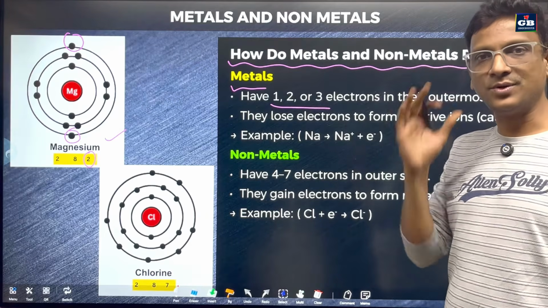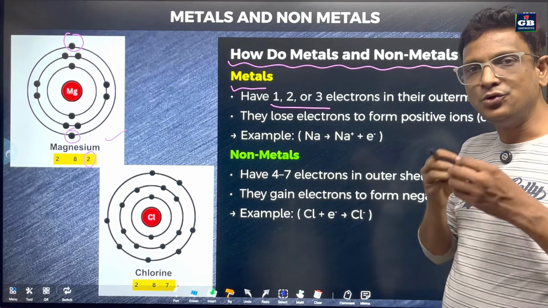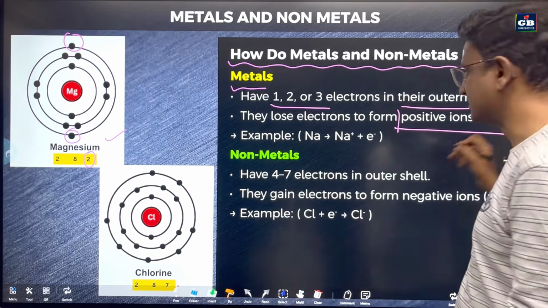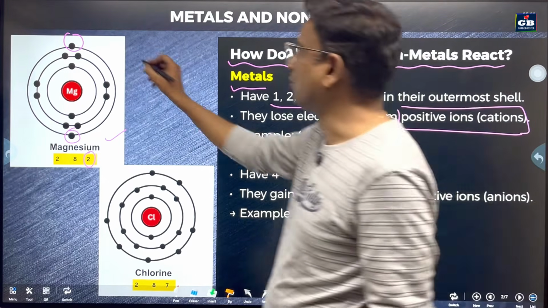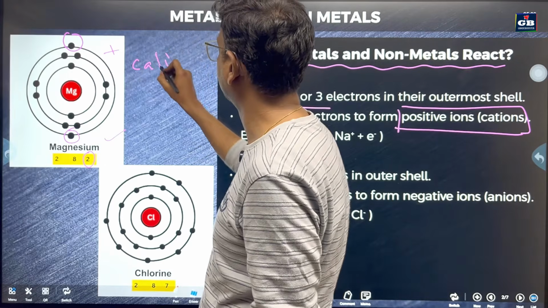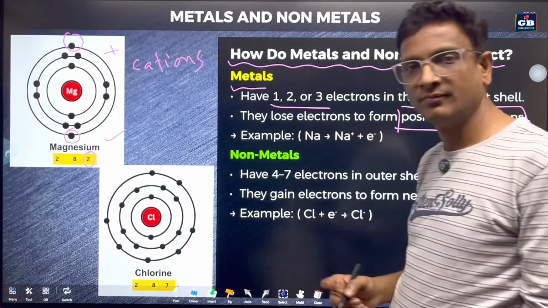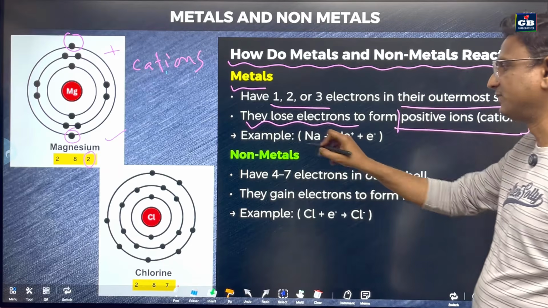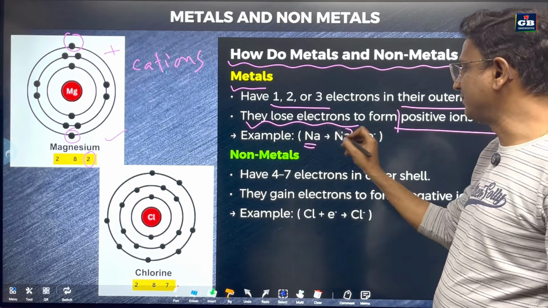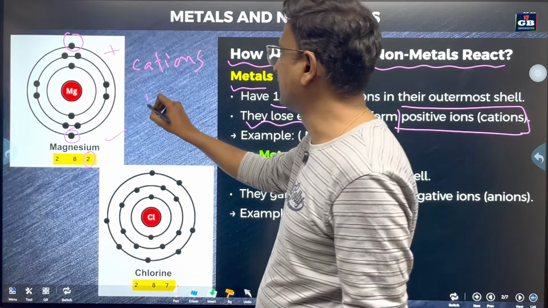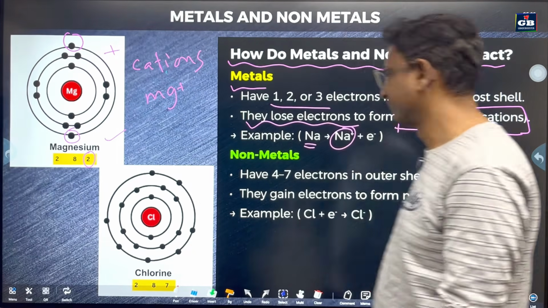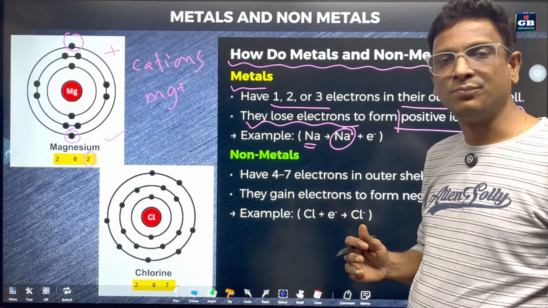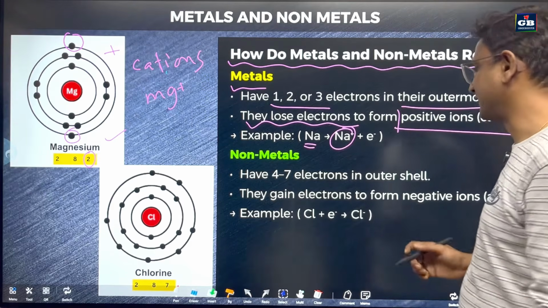To attain stability, to form a bond, they lose the electrons and they become positive ions or cations. For example, sodium, by losing an electron, becomes Na+. Magnesium, by losing electrons, becomes Mg2+. That is the case of metals. Metals, by losing electrons, become positive ions or cations.